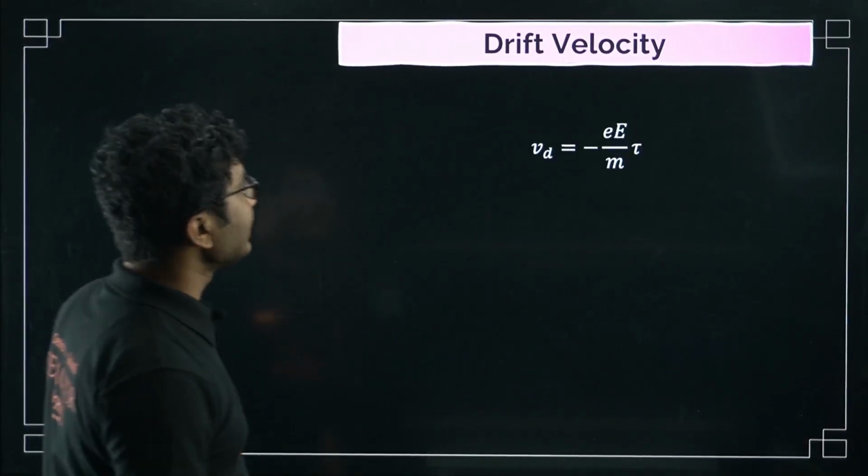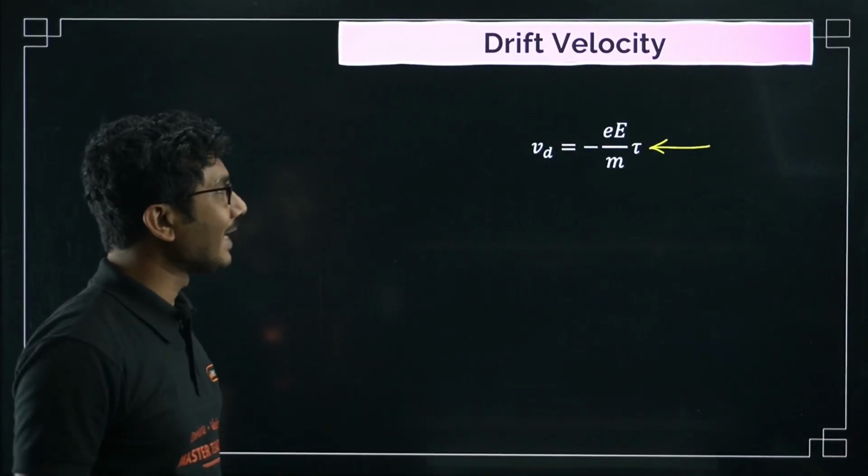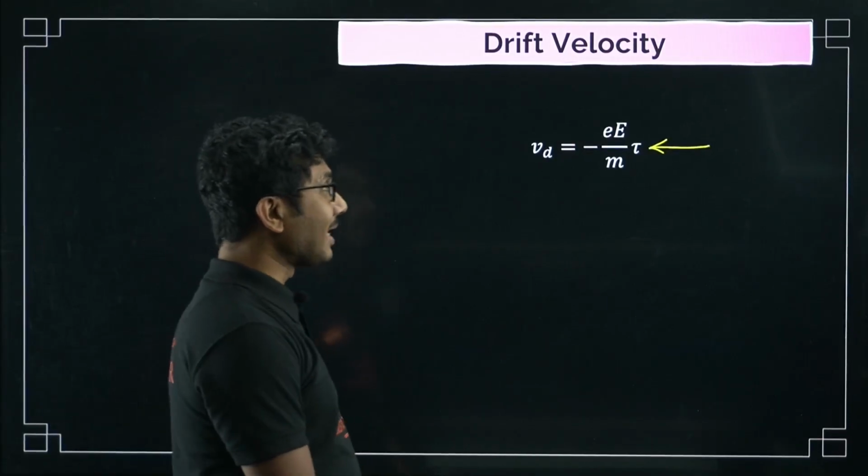So drift velocity is basically defined by this term: v_d = −eEτ/m, where eE/m is the acceleration.